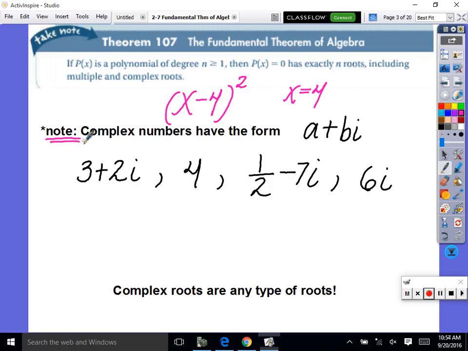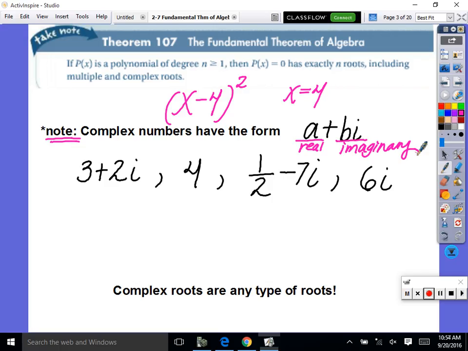So note, complex numbers. Think back to secondary math 2. A complex number has the form a plus bi, where a is the real part and bi is the imaginary part.